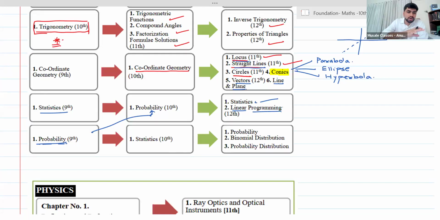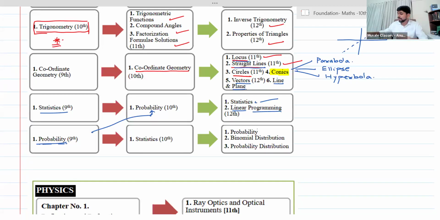But yes, see what chapters are included in linear programming. We have 10th standard linear equations in this. Okay. Then we have probability. Then we have coordinate geometry also in this, in linear programming. Okay. Coordinate geometry of 10th standard is required over here. That is why all the chapters of 9th and 10th standard are important for 11th and 12th standard.